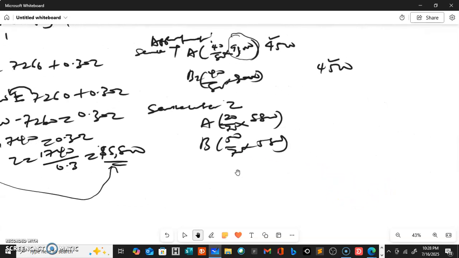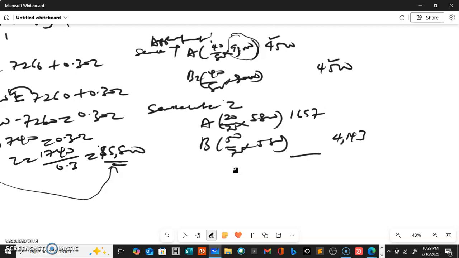So 20 divided by 70 times 5,800. We are left with 1,657 for A, and for B, that will be 50 divided by 70 times 5,800, that's 4,143. Okay, so when we add this and this together, it should give us 5,800.